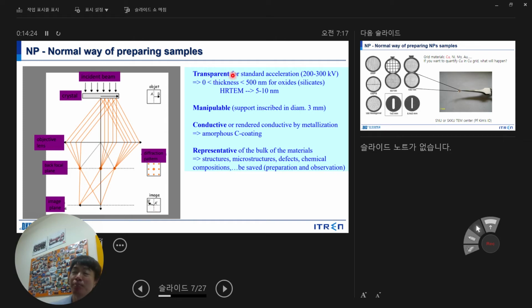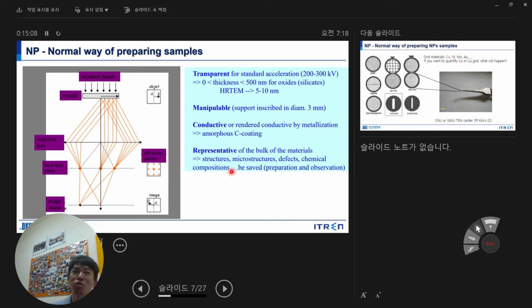The transparent sample is good beyond around this area of the voltage, and the thickness like this. For high resolution TEM, around here is best. Then it should be manipulable, and conductive is better than non-conductive material, same as with SEM. Sometimes non-conductive material can be visualized by TEM, but after doping some special metal for counter staining. And it should be representative of the bulk material: structure, macrostructure, defects, chemical composition.